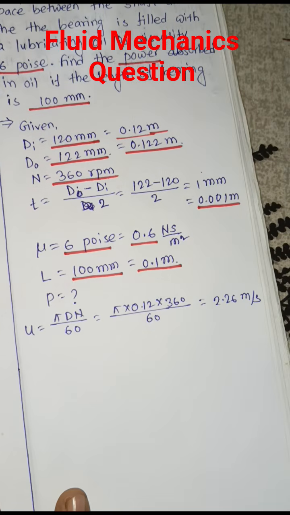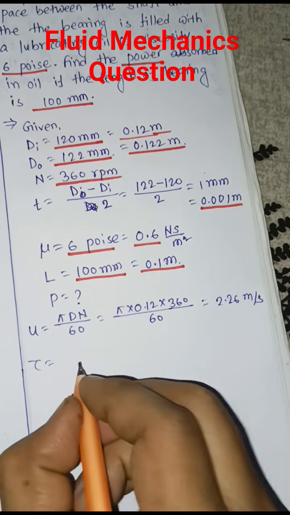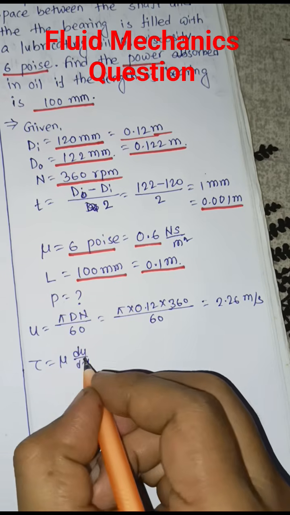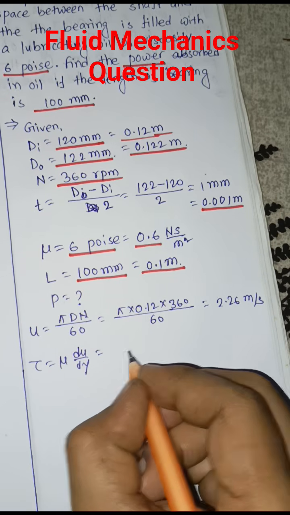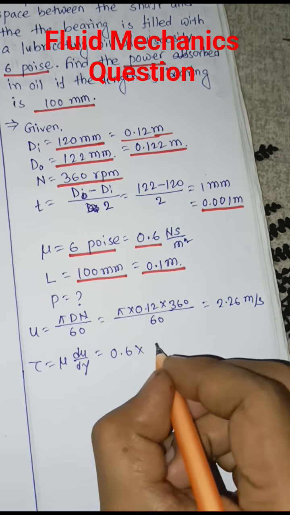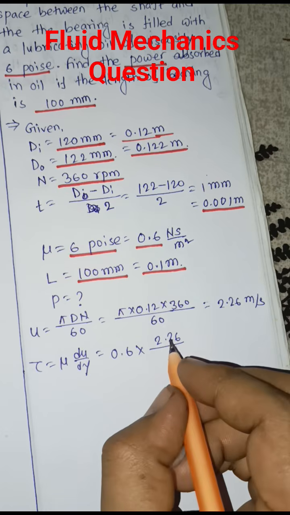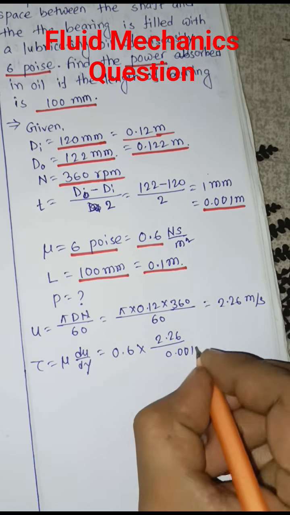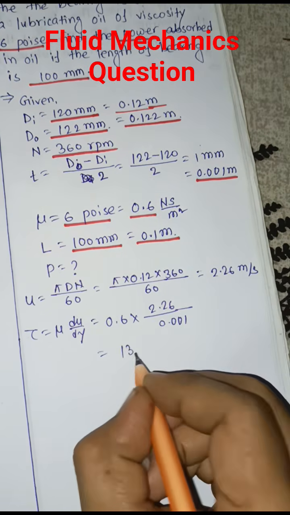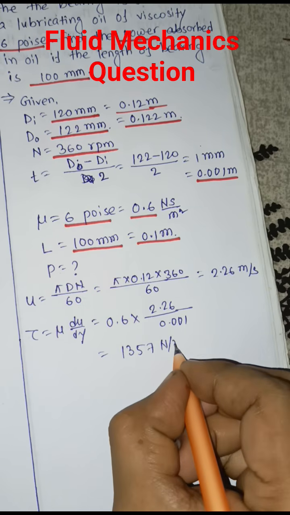Okay. So now if you want to calculate the shear stress, from Newton's law of viscosity we know that tau is equal to mu du by dy. What is the value of mu? Mu is given in this question, that is 0.6, into du, that is 2.26, and dy is the thickness, that is 0.001. So from here you get the shear stress, which will be 1357 Newton per meter square.